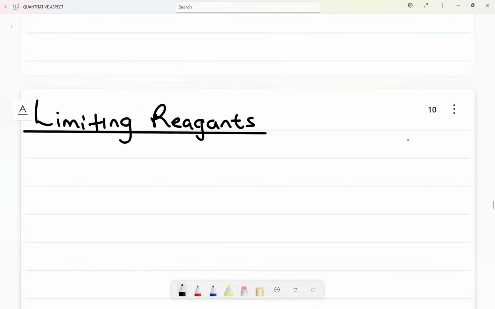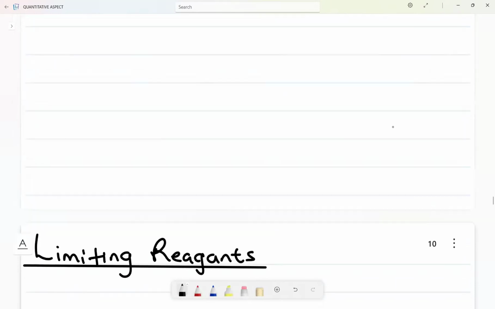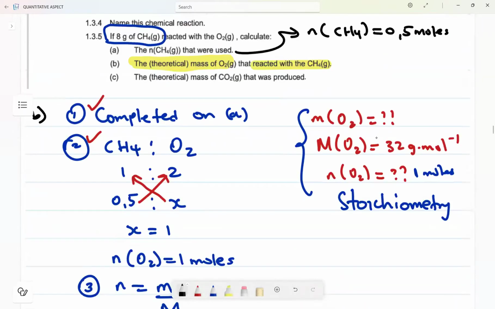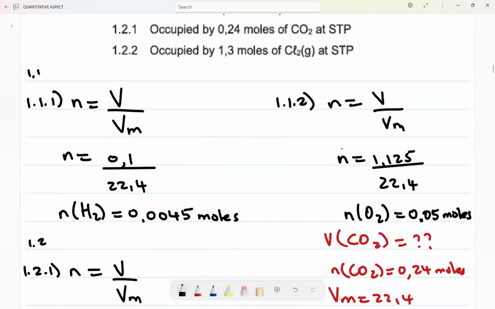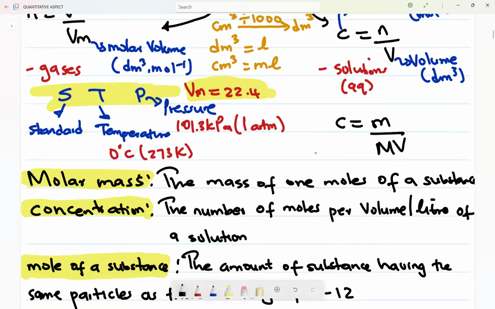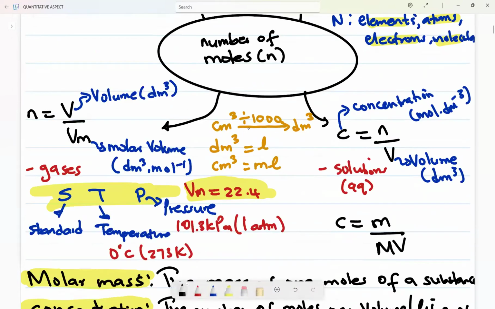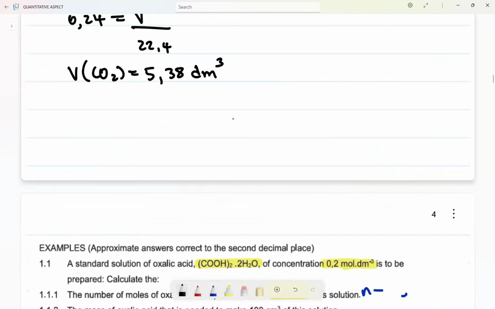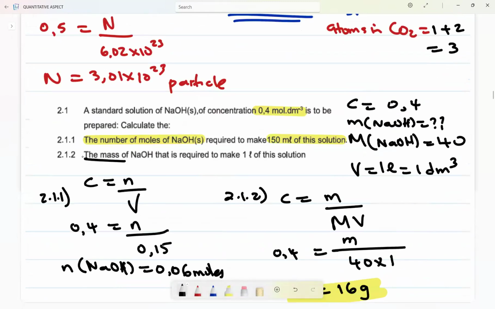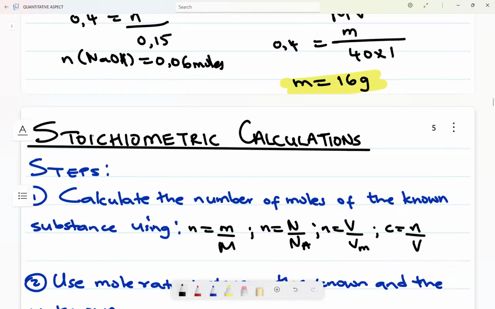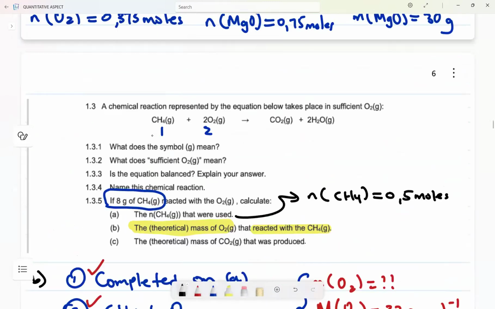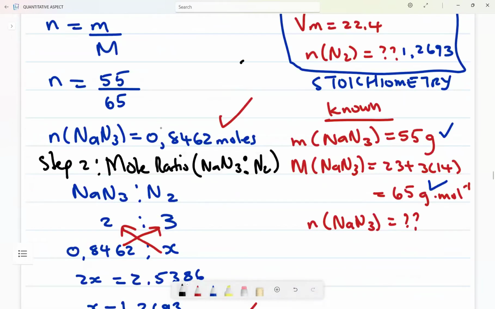In this video, I want us to look at limiting reagents. Previously, we looked at the introduction of what moles are. We introduced what moles are and all the formulas related to moles. And then in the second part, we did stoichiometric calculations. Now we dealt with more depth of the topic, and we're going to continue with it.